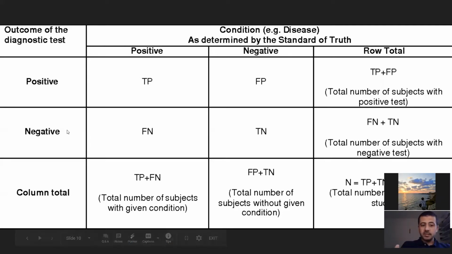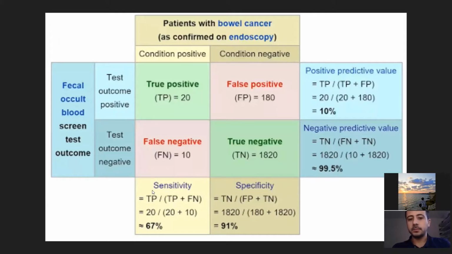If they have the disease, but I say they do not have the disease, false negative, then this is type 2 error. And here we have true negative, those who do not have the disease, and I say that they do not have the disease. And here we have just the totals. Okay. What is sensitivity?